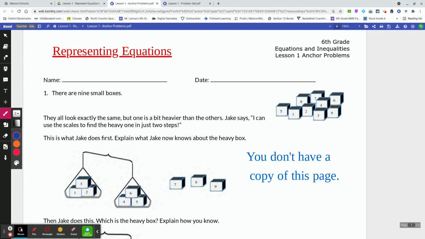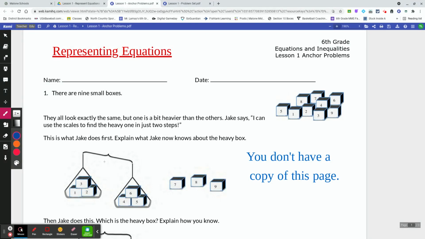So we have 9 boxes that are all the same size, okay? And there's one that's a bit heavier than the other ones. We don't know which one it is, and that's really what algebra is about: finding the unknown amount. In this case, we're trying to find the unknown. Jake says I can use the scales to find the heavier one in just 2 steps.